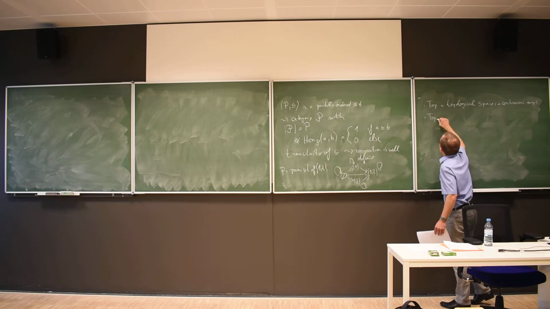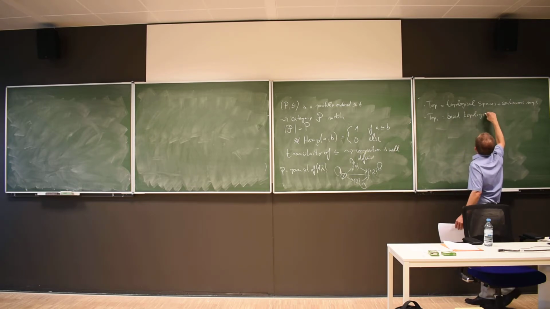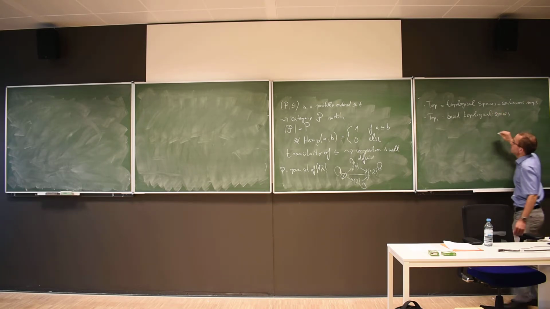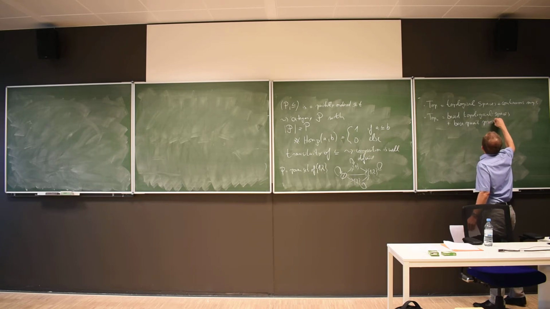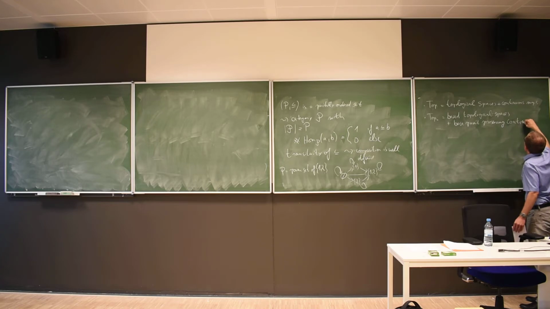So that's the category of based topological spaces. This means topological spaces with a preferred base point and base point preserving continuous maps. This is also an example of a category.